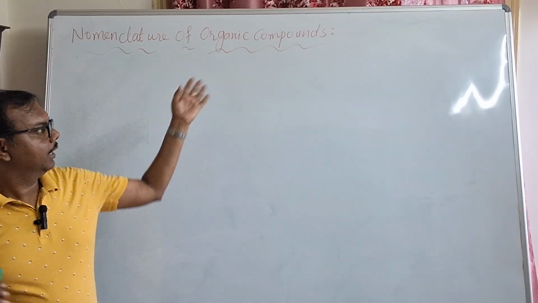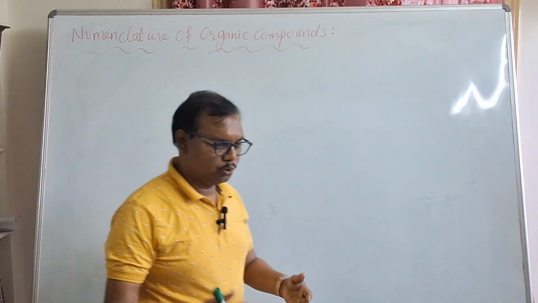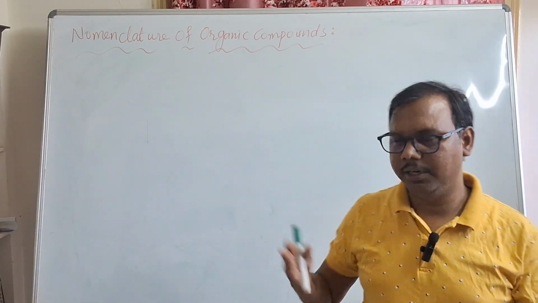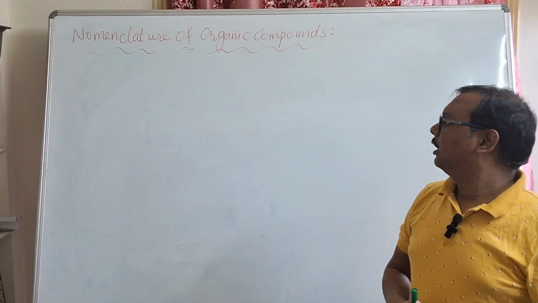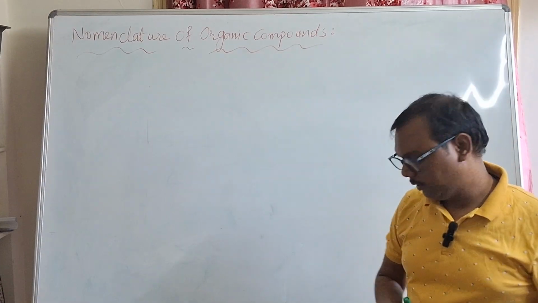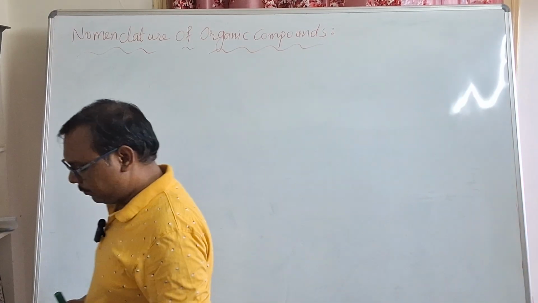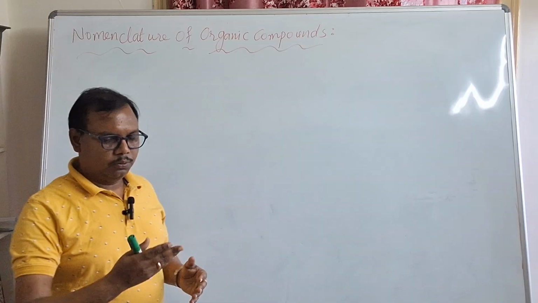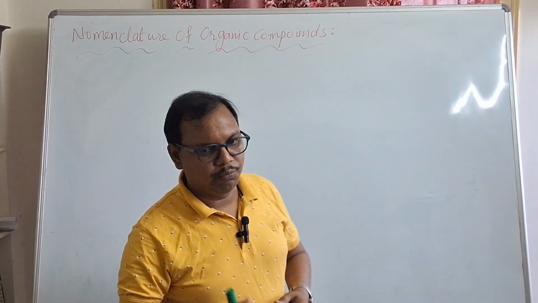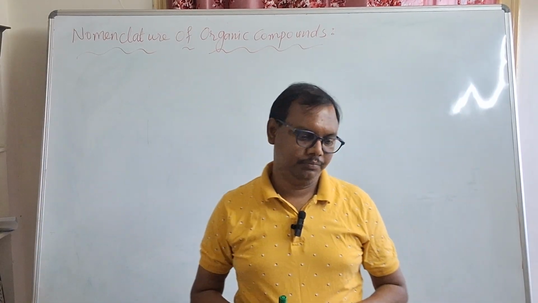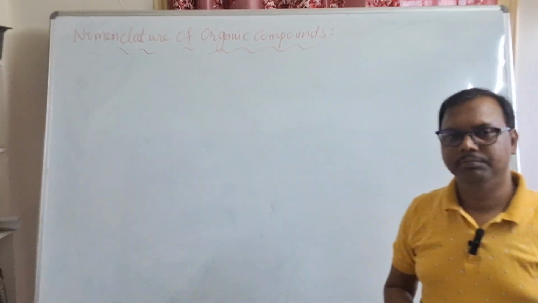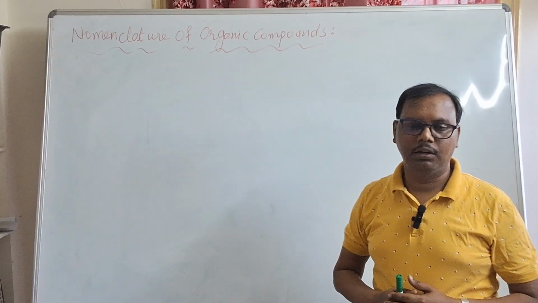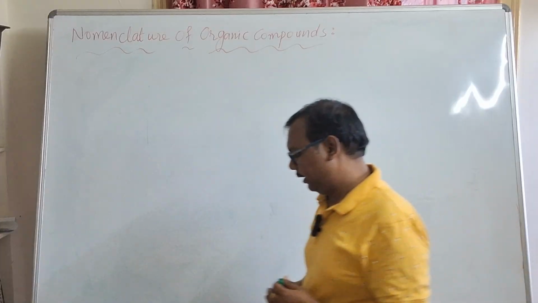Basically, I am going through the nomenclature of organic compounds because I have started organic chemistry from the basic concepts. Now, in order to write the name, some particular name is required for the particular organic compound. In order to do that, we have to write a systematic name.